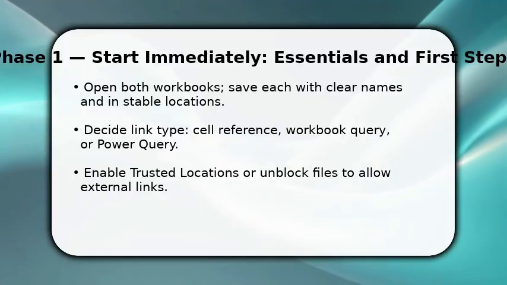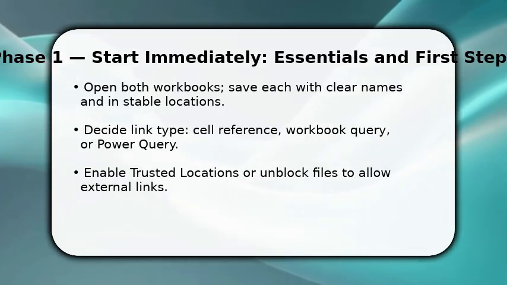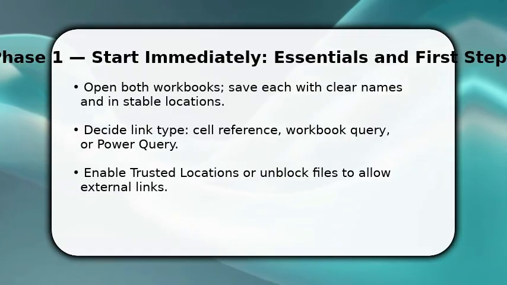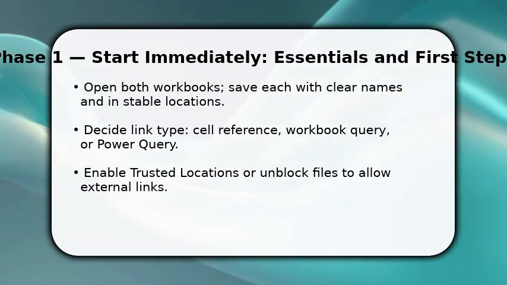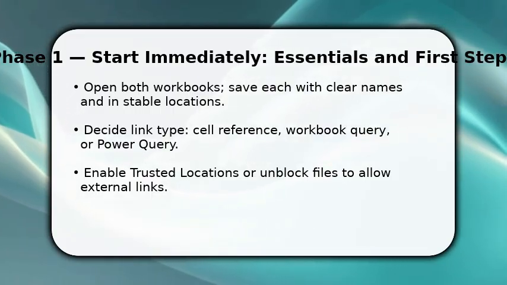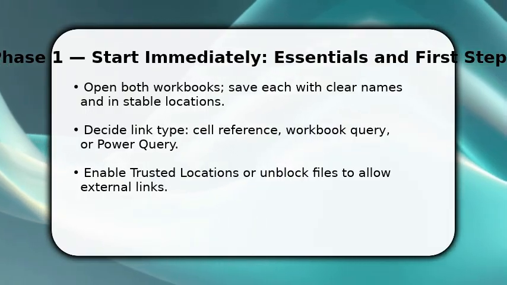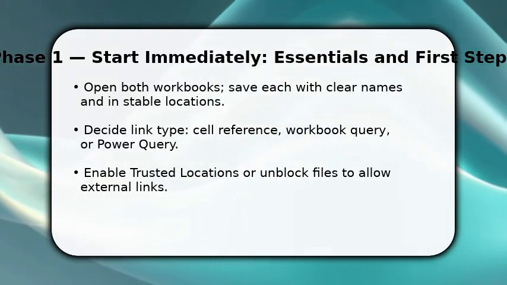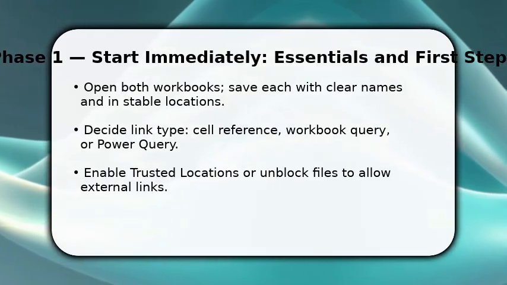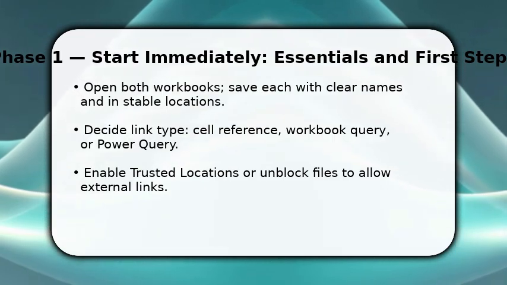You begin by opening both Excel files and saving them to predictable folders so links remain stable. Next, choose whether you need a direct cell reference, a workbook query, or Power Query. Each serves different needs. Once decided, make sure Excel's security allows external links by adding the folder to trusted locations or unblocking the files. This prevents broken connections. Start with a simple cell reference to confirm access before moving to queries, because that verifies permissions and paths early.